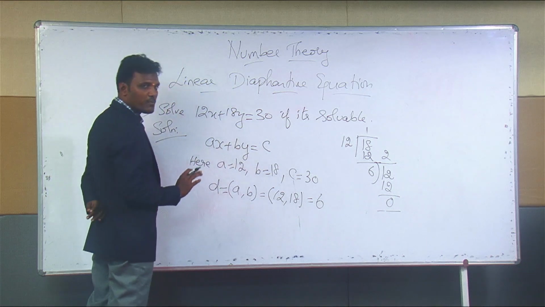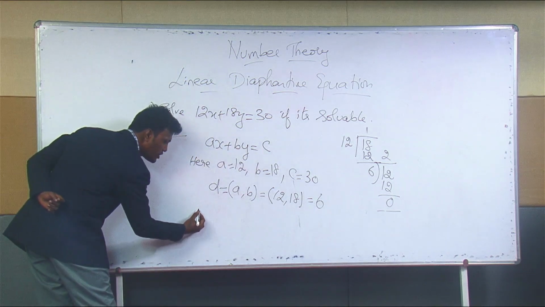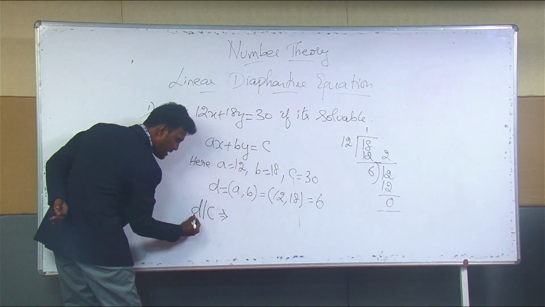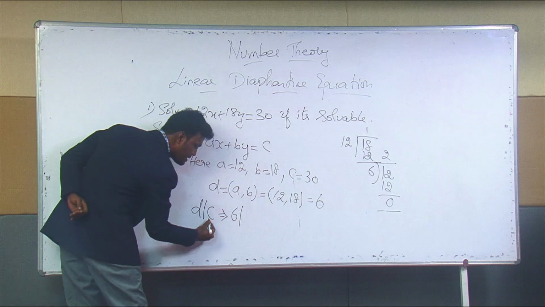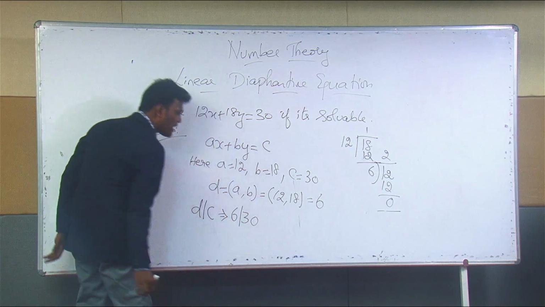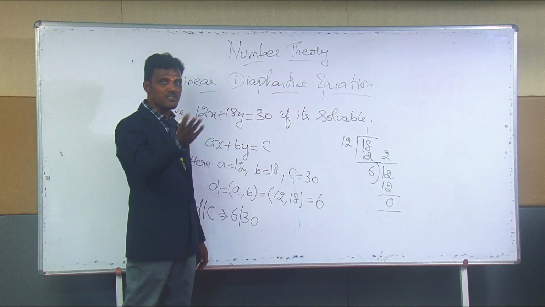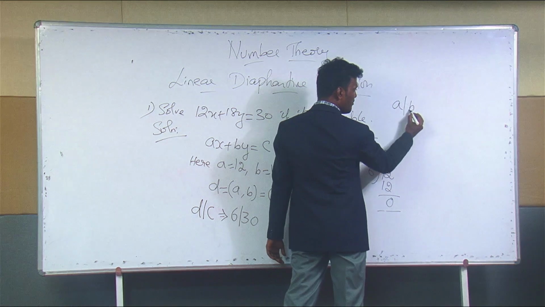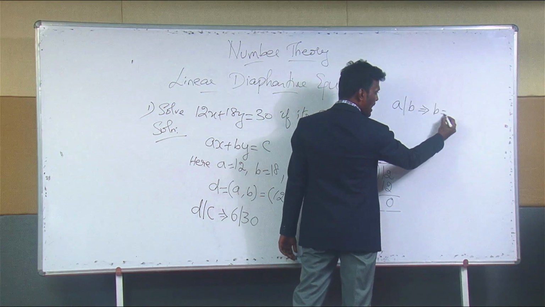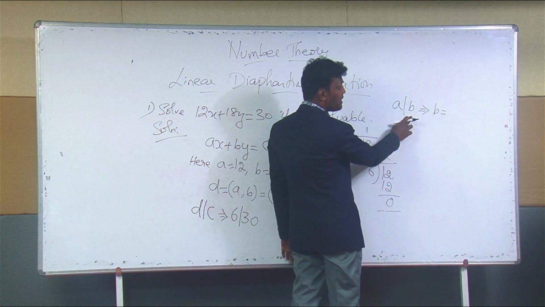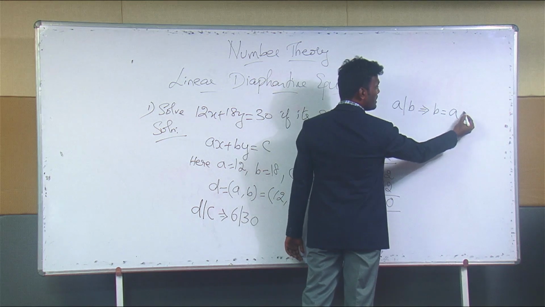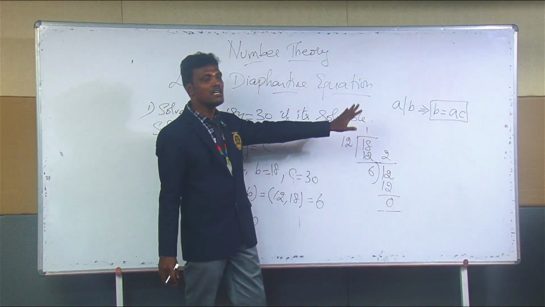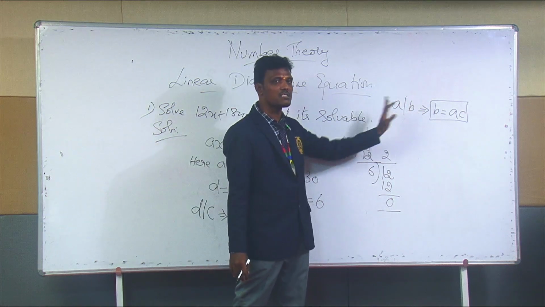Okay. Now we have to check whether this equation is solvable or not. What is the condition to check that it is solvable? D divides C. So just replace: D is 6, C is 30, so 6 divides 30. We have to check whether it divides or not. We already discussed the divisibility concept in the previous video: A divides B means B can be expressed as the first term A into some other integer C, that is B equal to AC. This is the divisibility concept.